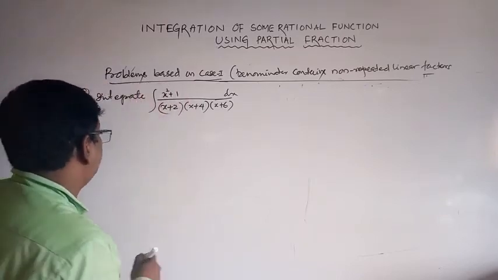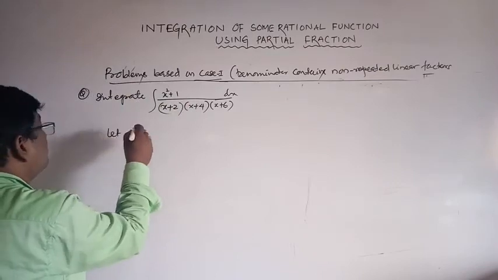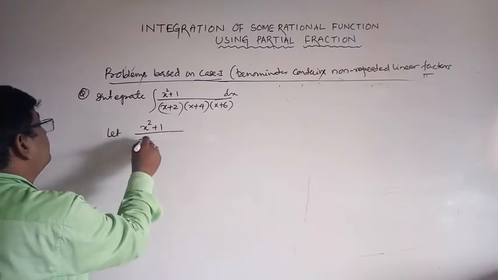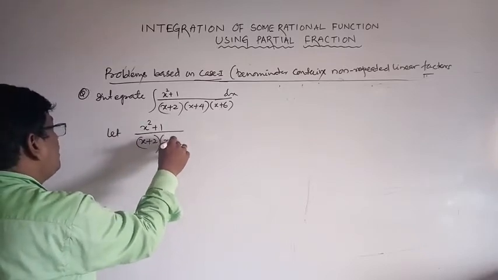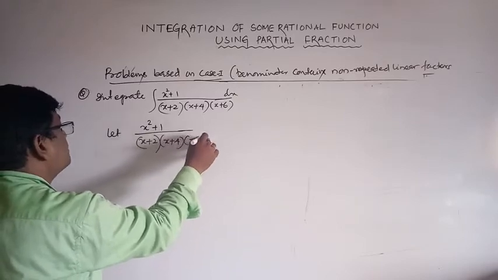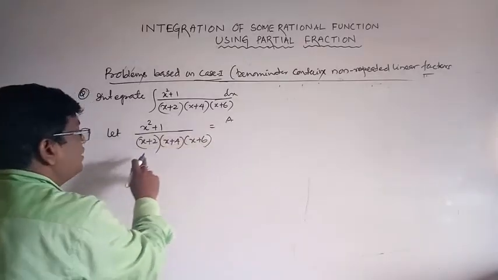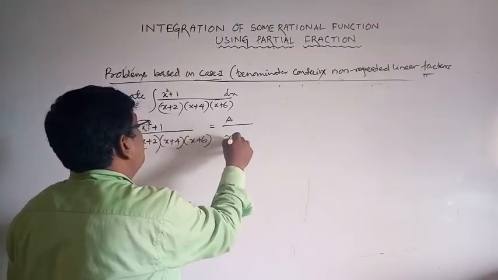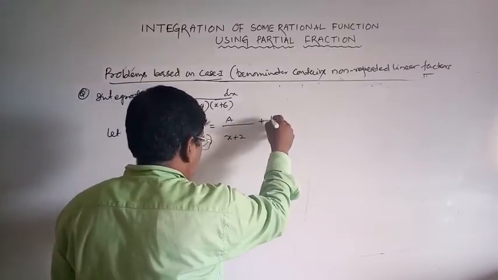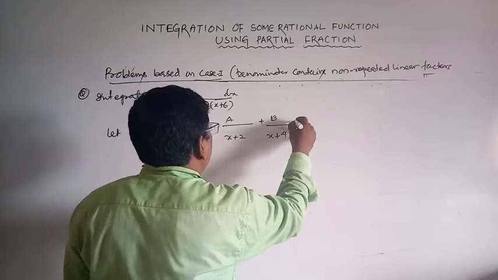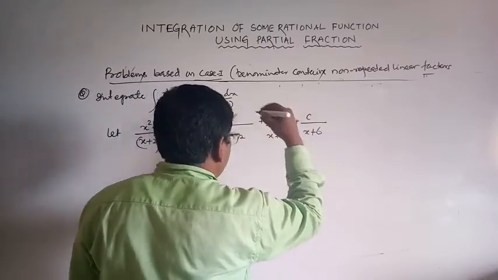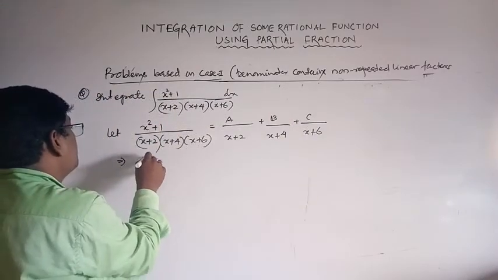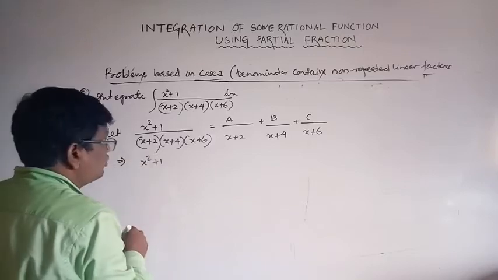So apply the rule. Let (x square plus 1) divided by (x plus 2)(x plus 4)(x plus 6) be equal to, here there are 3 non-repeated linear factors, so let this be equal to A by (x plus 2) plus B by (x plus 4) plus C by (x plus 6). Clear? So taking LCM and cancelling the factors, this is equal to x square plus 1.